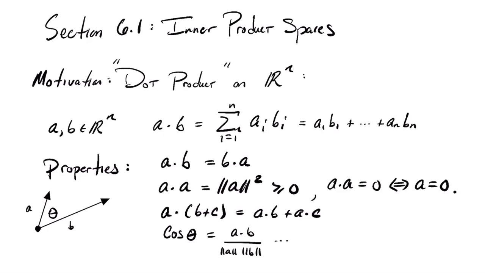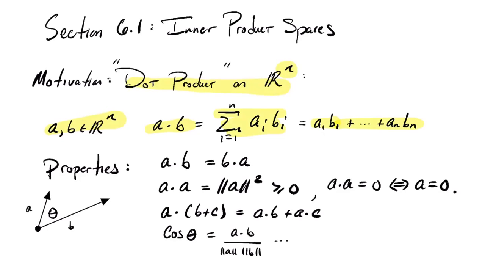In Calc 3, you usually talk about dot products on R3. I've written it here for Rn. But if you take a couple of vectors in Rn, what do we mean by the dot product of them? Well, you mean the sum of the products of the components of the vectors A and B. So you take A1 times B1, A2 times B2, and so on. You add them all up. That's called the dot product.